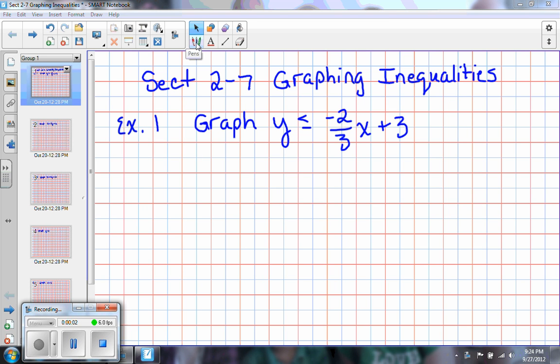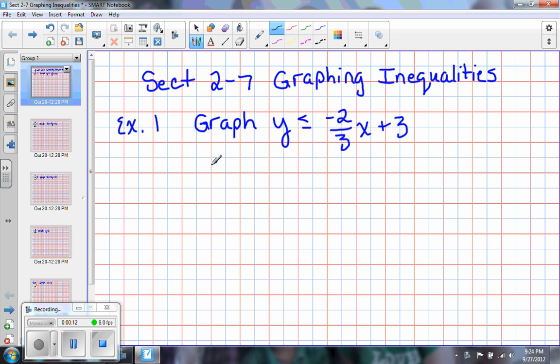Well, the good news about graphing inequalities is if you can graph an equation, then you can graph an inequality. So when you have something like this first example, where we're graphing y is less than or equal to negative 2/3 x plus 3, we're just going to graph the same way. We're going to graph what's called the boundary line. So our boundary line is just the equation y equals negative 2/3 x plus 3.